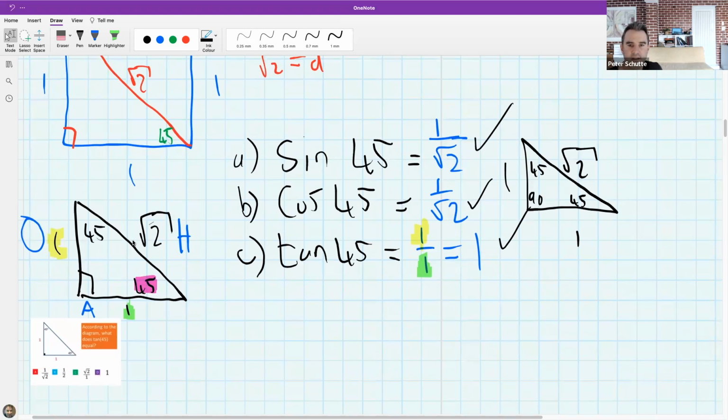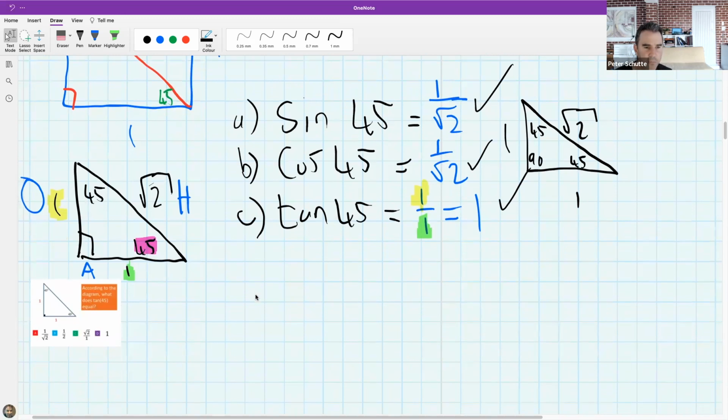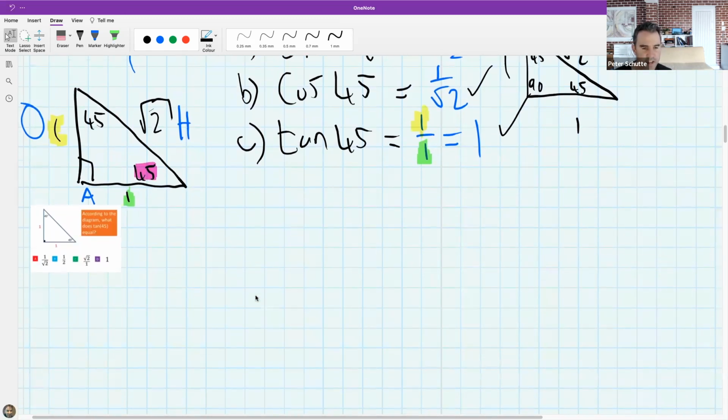Now, how do we know which is the reference angle? That's a good question. It can't be the 90. Even if we chose the other 45 as the reference angle, you would still get the same answer. I'll show you in the next special triangle what happens when they're different. It'll make a lot more sense after we do the next one. So let's go to the next one now.